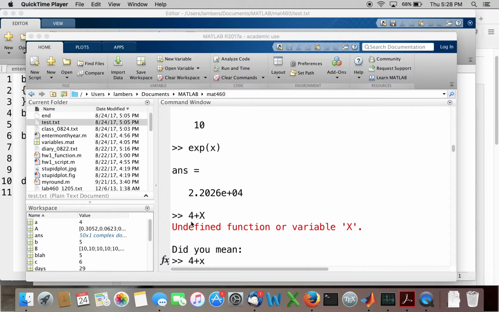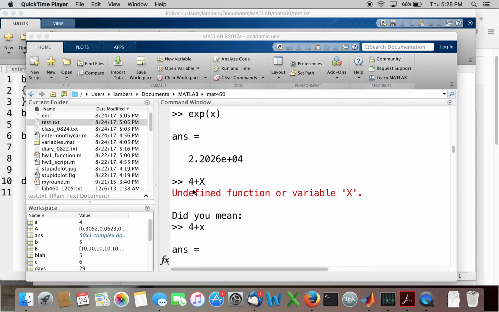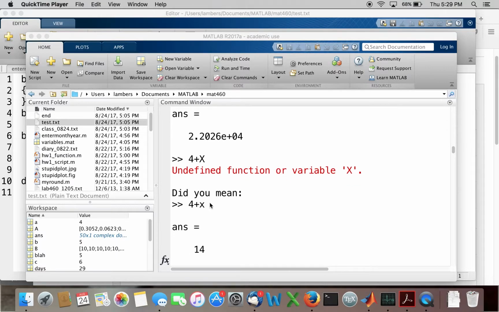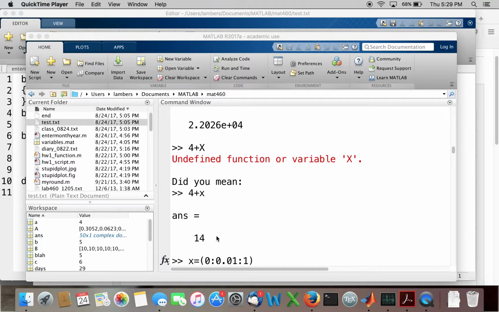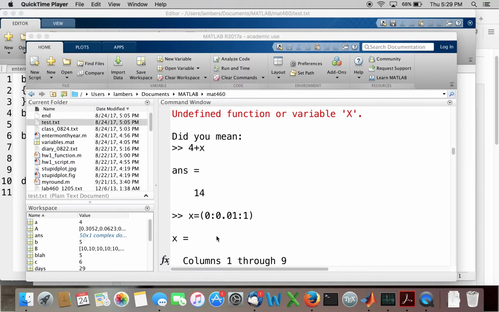Now, sometimes MATLAB tries to help you figure out your errors. So I have a variable lowercase x from before, but not an uppercase X. So if I type 4 plus uppercase X, it gives me an error message, but then it tries to help me out and asks if this is what I meant, because I do happen to have a lowercase x handy. So then I can just go ahead and run that command instead. So that's one other behavior of MATLAB to be aware of.